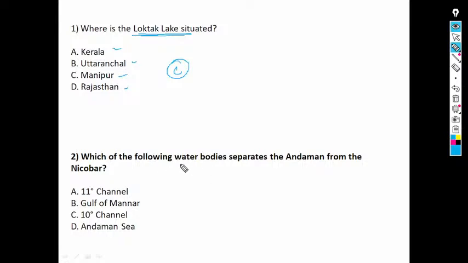Then, which of the following water bodies separates the Andamans from the Nicobar Islands particularly? Option 1 is the 11-degree channel, then the Gulf of Mannar, then the 10-degree channel and the Andaman Sea. Which one separates Andaman from Nicobar? The answer is C, that is the 10-degree channel. Okay, we'll discuss. Now let's see.